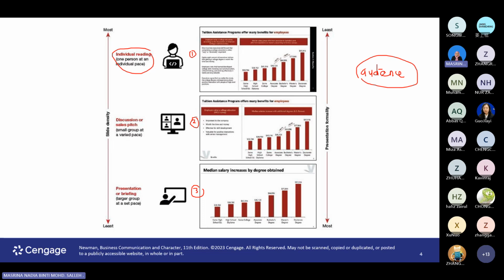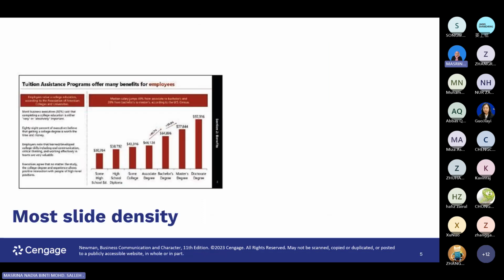While the second one focuses more on discussion or small groups, at a varied pace. And the last one is more on a larger group. So we will go one by one. I believe you have quite the same answer as mine. I would like to explain in a bit more detail.